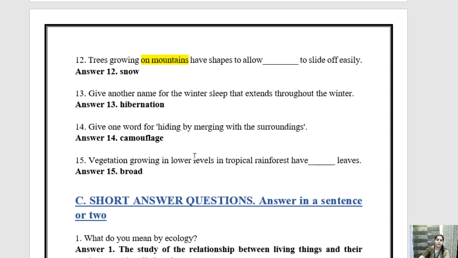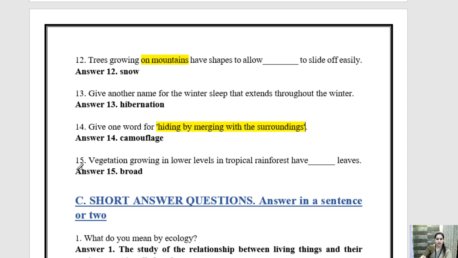Okay. Then give one word for hiding by merging with the surroundings. Children, this is important. Hiding by merging मतलब छुप जाते हैं, जैसा सराउंडिंग है वैसे बन के वो छुप जाते हैं, तो उसको हम क्या बोलते हैं? They are called camouflage. So the answer is camouflage. Okay.